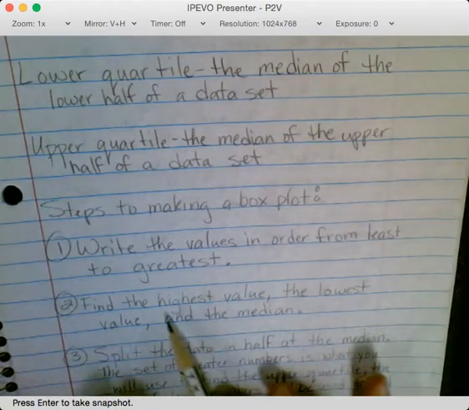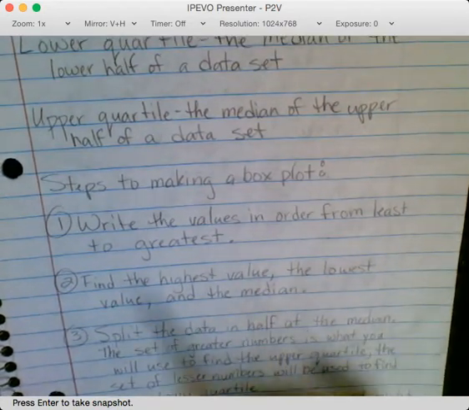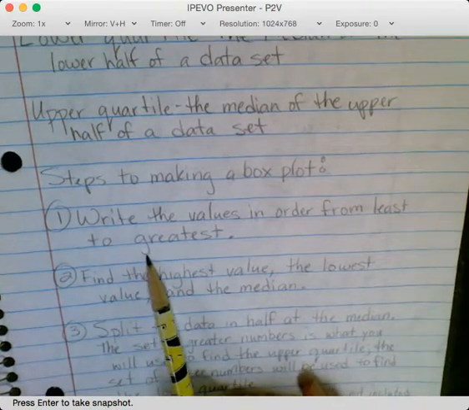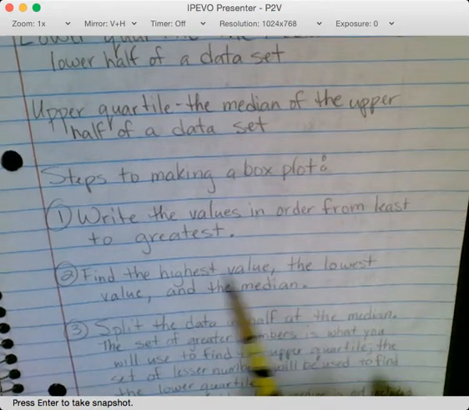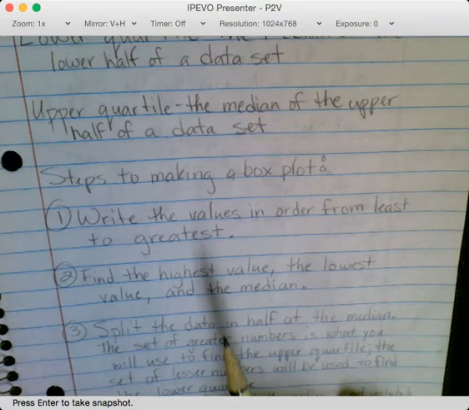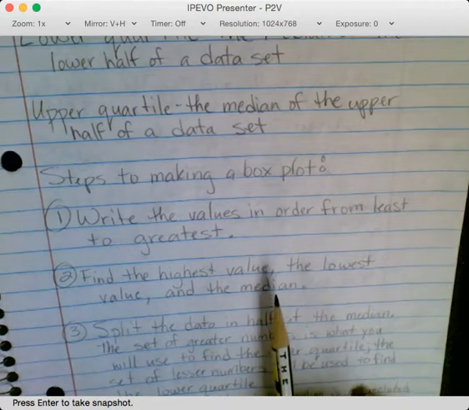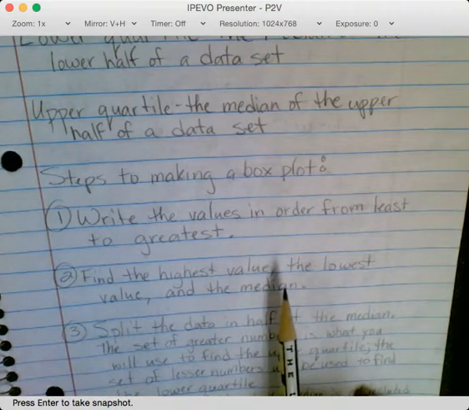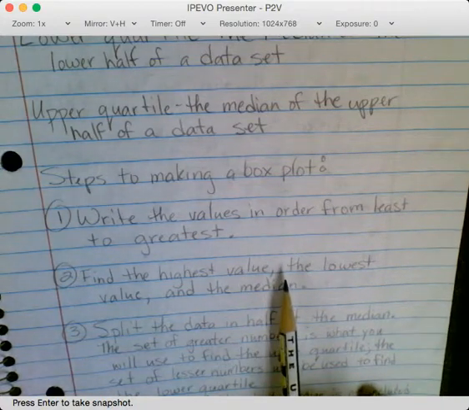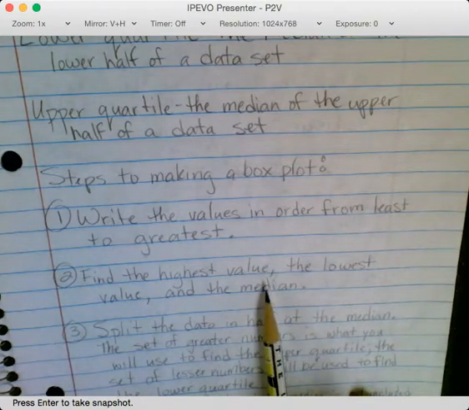So first of all, the steps. Just like when we find the median of any set of values, you're going to write them in order from least to greatest. And then you're going to find the highest value, the lowest value, and the median. Those are the 3 easiest numbers to find. The median is going to be the middle number when written in order. And remember, if you have 2 numbers in the middle, then you add the 2 numbers up and divide by 2 to get that median. Okay, you find the average of the 2 middle numbers.